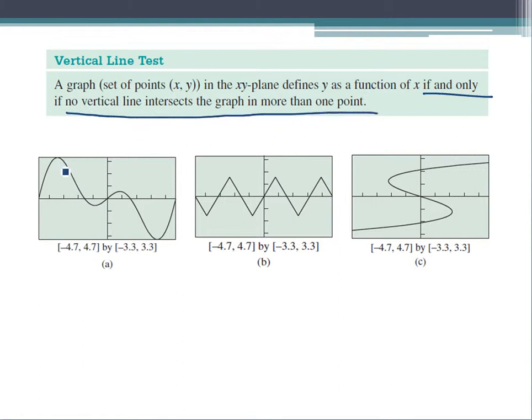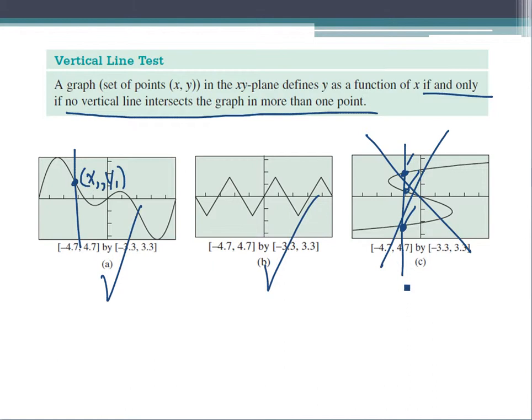Because if you have a vertical line that intersects a point, you have one x value going to one y value, right? But here, we have an x value, whatever x value it is, going to 3 different y values. That's not a function. So this one's good, this one's good, no go.